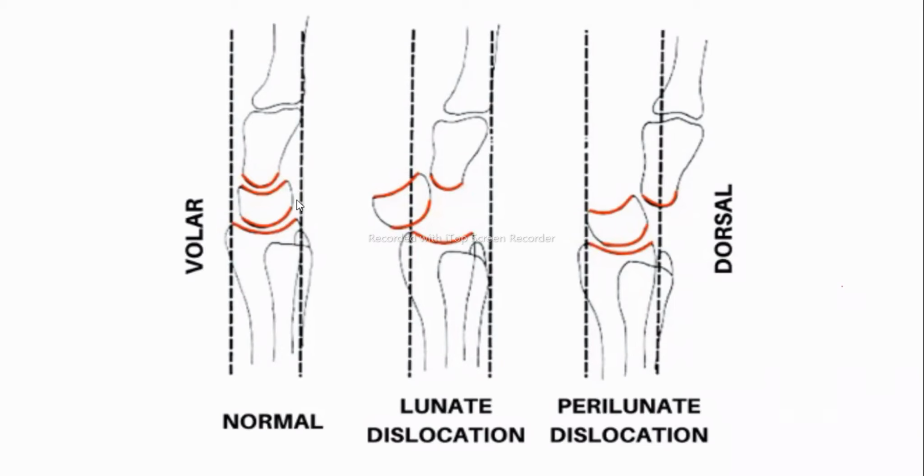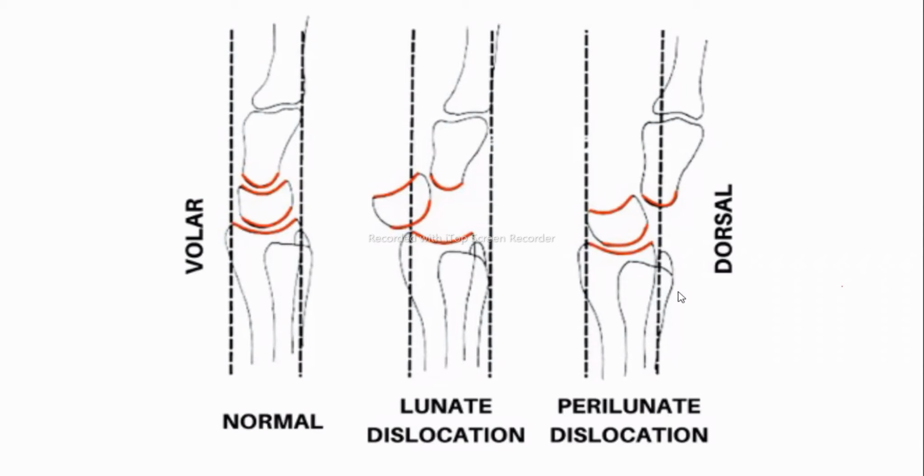Okay. So if you draw two lines, and you find nothing outside the lines, it means normal, right? If you find only the lunate outside the line, it will be lunate dislocation. Lunate dislocation. If you find perilunate dislocation, what does it mean?